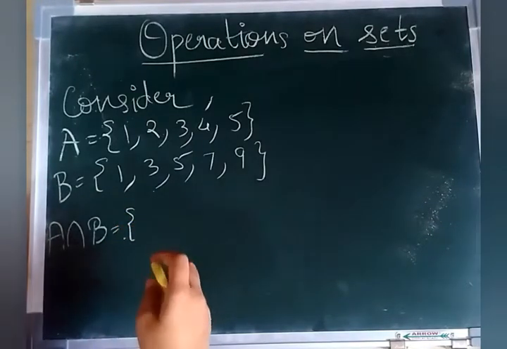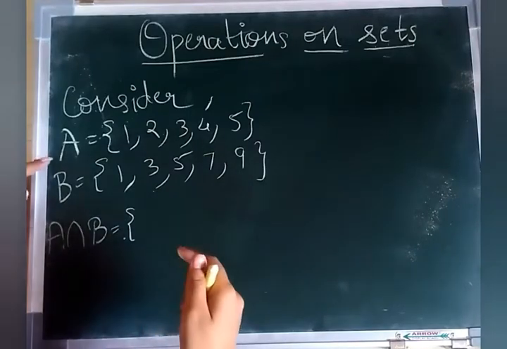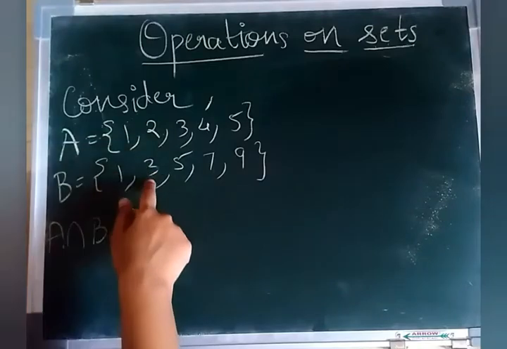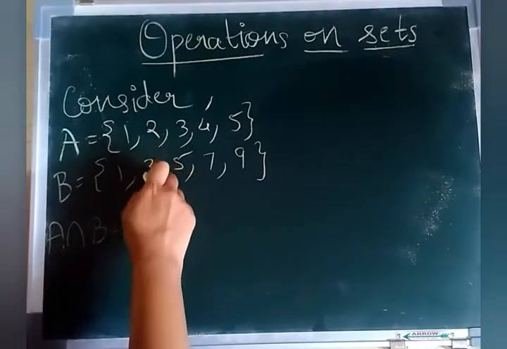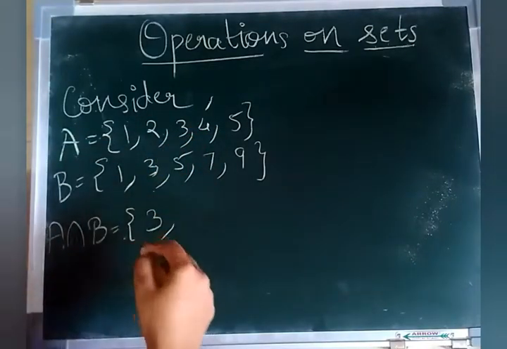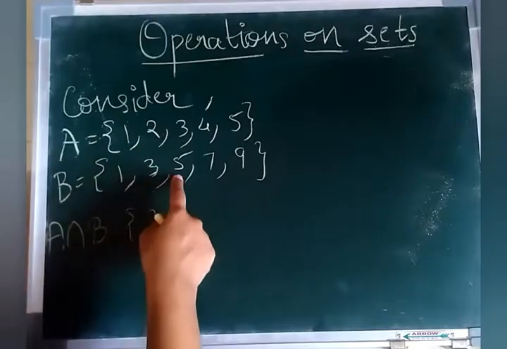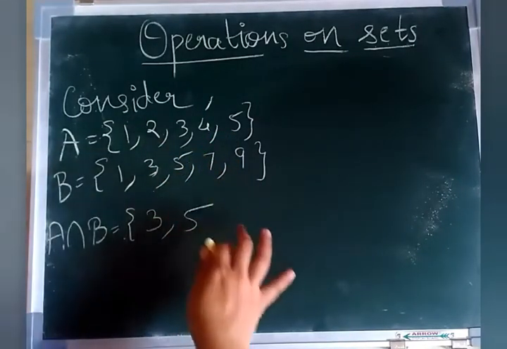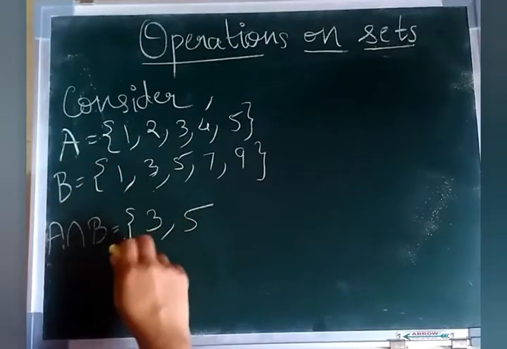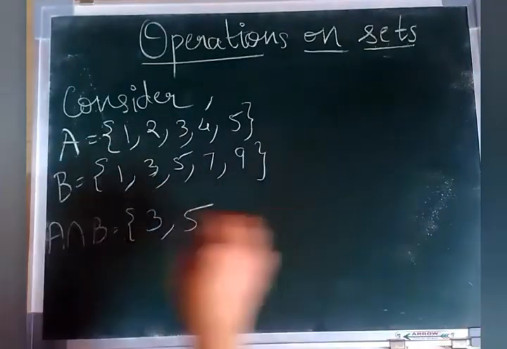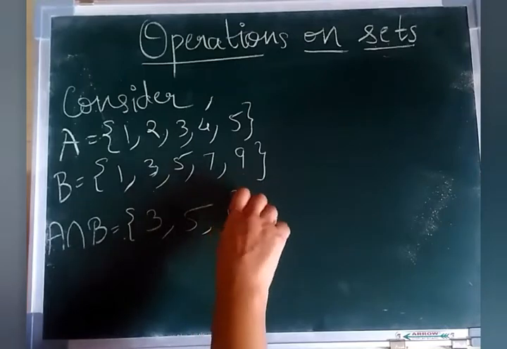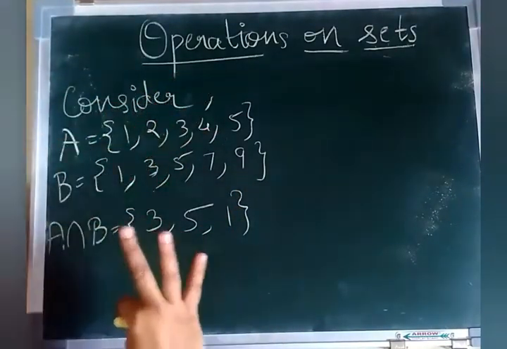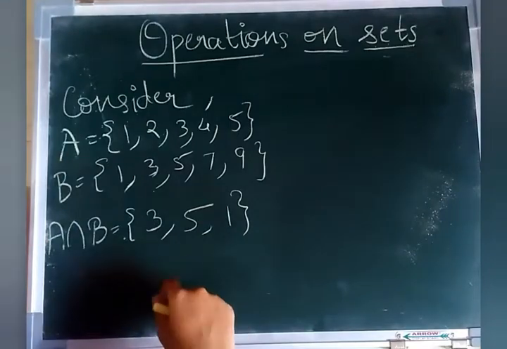That means we have to find those elements which are in A as well as in B. So which is the first element which is in A as well as B? It is 3. And then do we have any other element? 5, 5 is also here. There are no other common, and 1 is also there. Oh, I'm sorry, the first one is not 3. Okay, I can write it in the end too. Order is not important. So 1 is there, 3 is there and 5 is there. So there are 3 elements which are common to A as well as B.